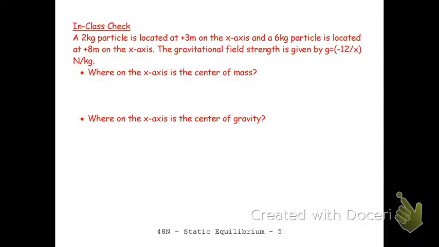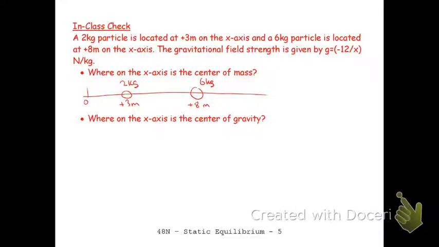A 2 kilogram particle is located at +3 on the x-axis, and a 6 kilogram particle is located at +8. So we're starting off with the origin, and we have a 2 kilogram particle at +3 meters, and then a 6 kilogram particle located at +8 meters. And the gravitational field strength, interesting, the gravitational field strength is minus 12 over x.